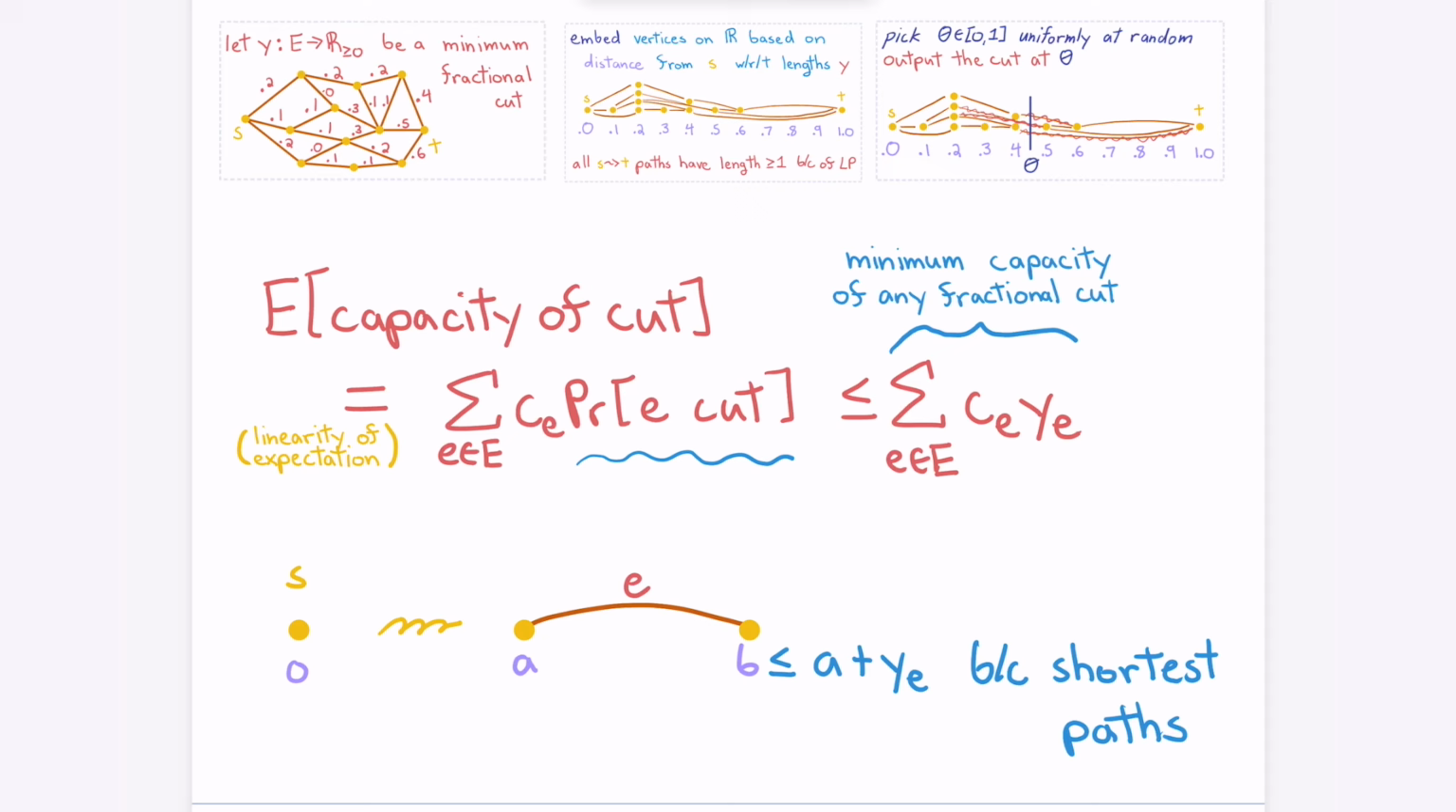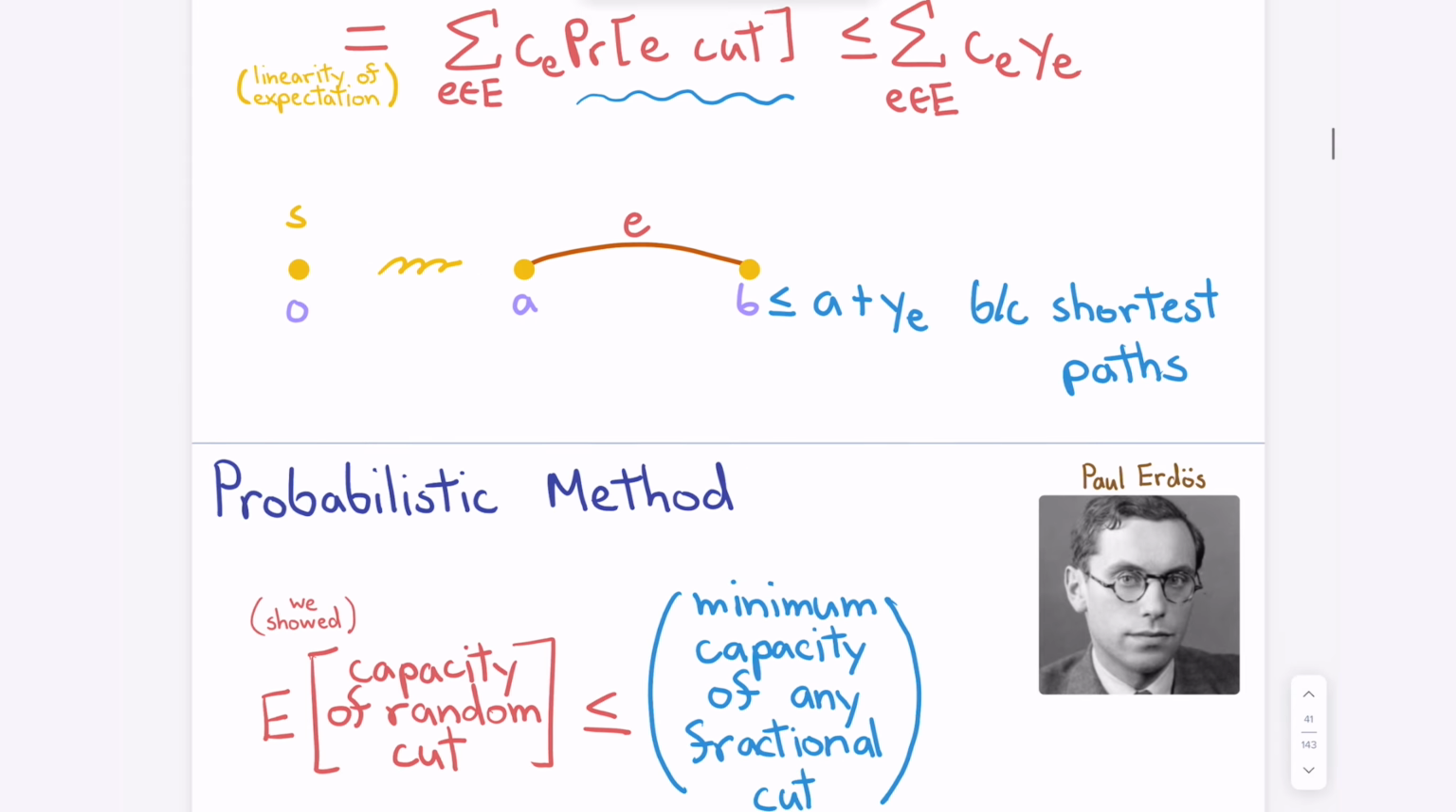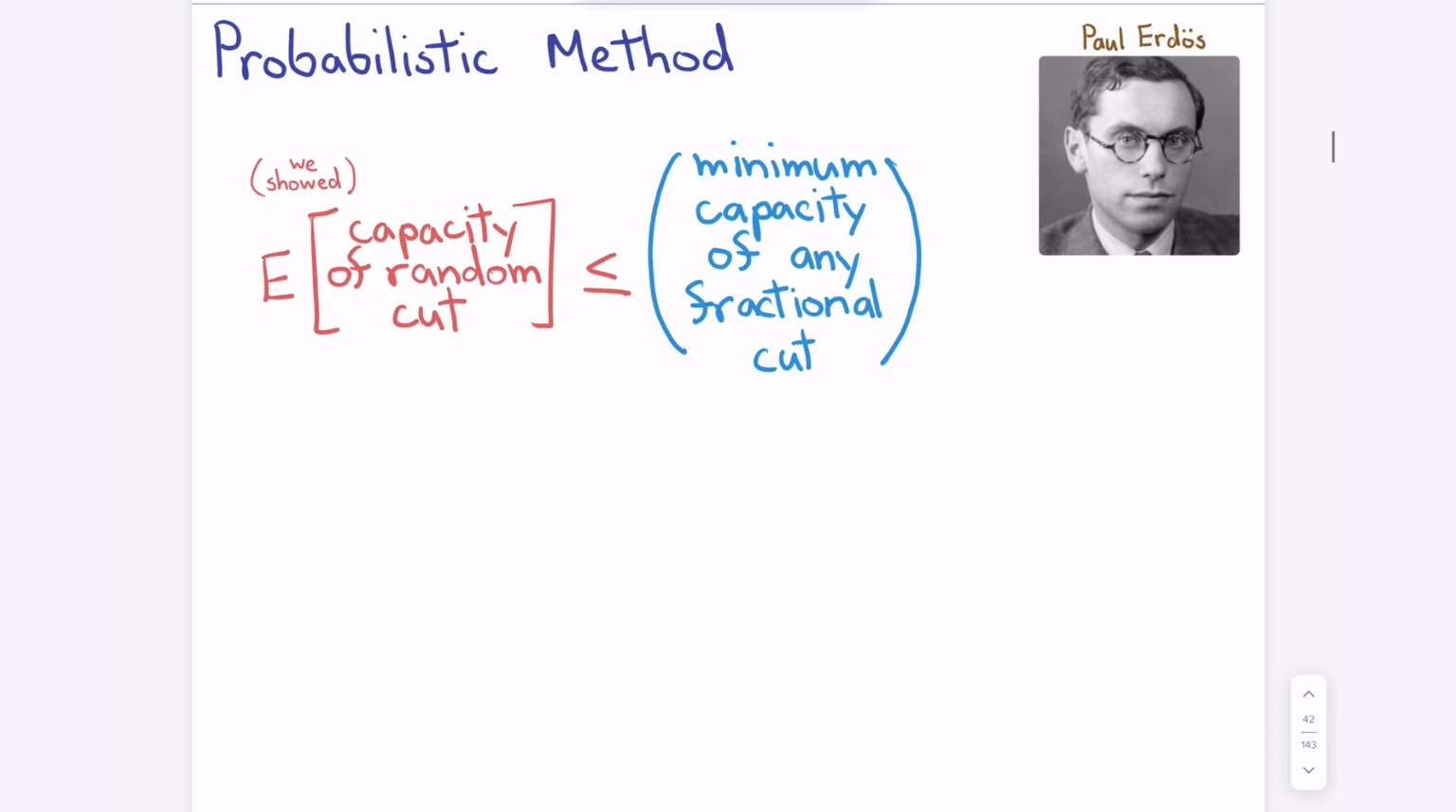No, YE is the LP solution, but then A and B were laid out based on the shortest path from S. So the actual placement of B is based on some shortest path starting from S. All right, good. So that's where you get the CEYE, and that's our LP solution. Okay, so a random cut in expectation is going to be very good, right? Okay, good. Now, how can I show that there always is a cut, right?